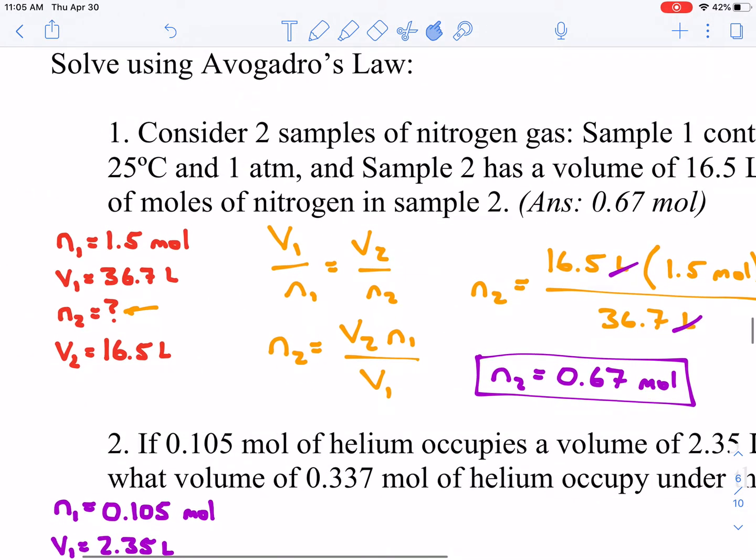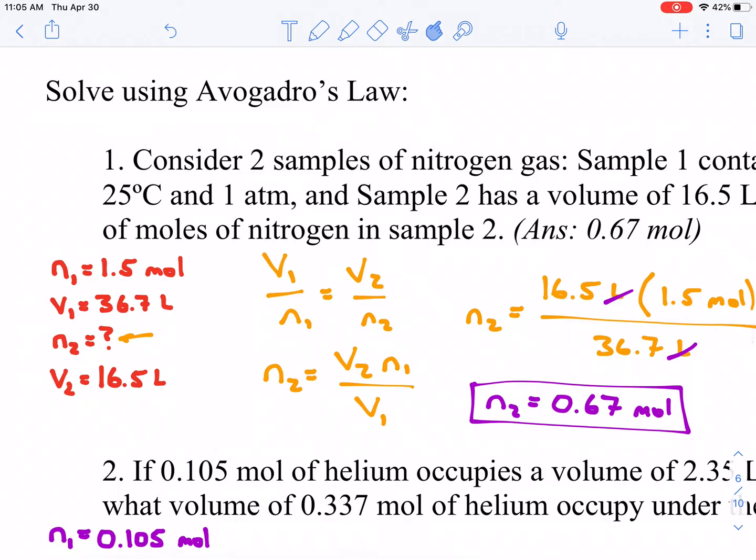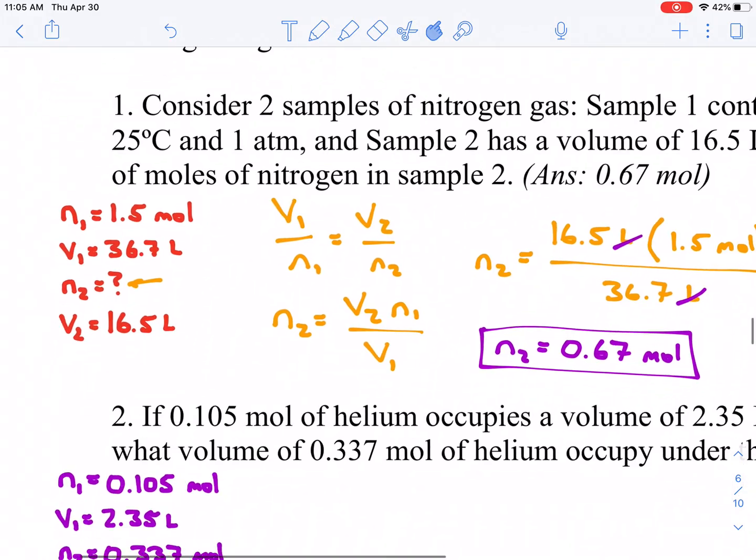So basically what we're saying is if we have two gases under similar conditions of temperature and pressure, if you have 36 liters of a gas, then you have 1.5 moles of it, but if you have a lot less of the gas, if you only have 16.5 liters of it, then you only have 0.67 moles of the same gas, which in this case is nitrogen. All right, let's try a different one with helium.